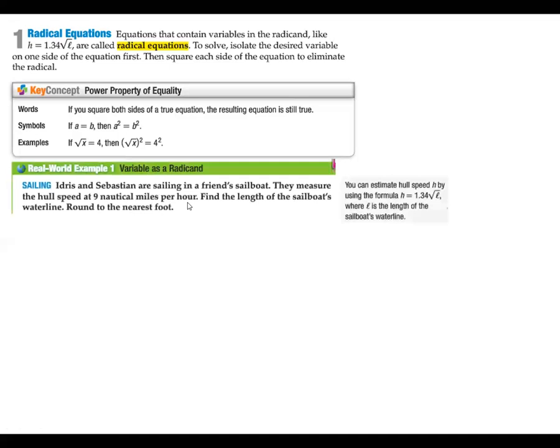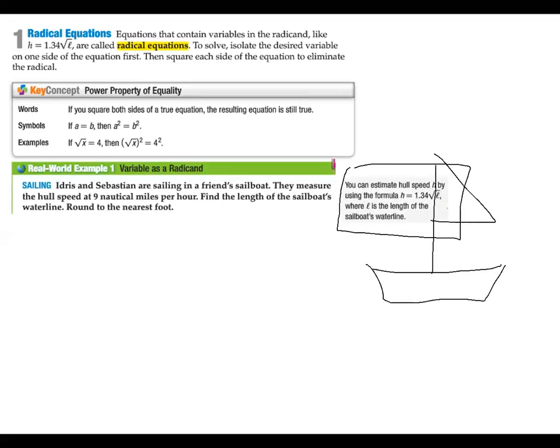So let's check out this example. You can estimate the hull speed of a boat, h, by using the formula h equals 1.34 times the square root of L, where L is the length of the sailboat's waterline. So you have your boat here, and this is L, the length of the sailboat's waterline. Idris and Sebastian are sailing in a friend's sailboat. They measure the hull speed at 9 nautical miles per hour. Find the length of the sailboat's waterline.